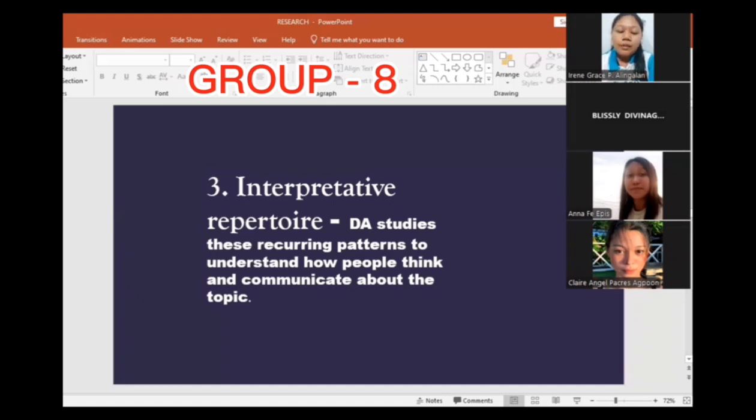Any question about this one? I have a question. Can you give an example of a repertoire in a context?